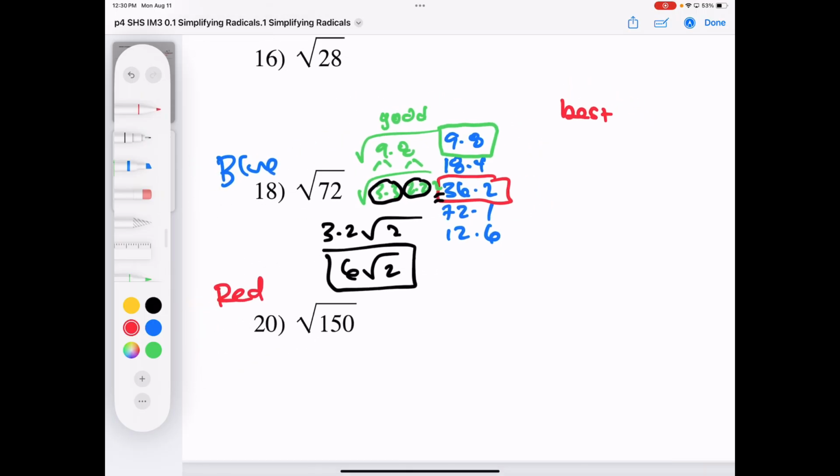So let's look at the best one, 36 times 2. Class, what does that break down to? Oh, 36 is the largest perfect square. That's why it's the best. Oh, 6 and 6. Our 6 comes out. How many 6s do I write out here? Just 1.